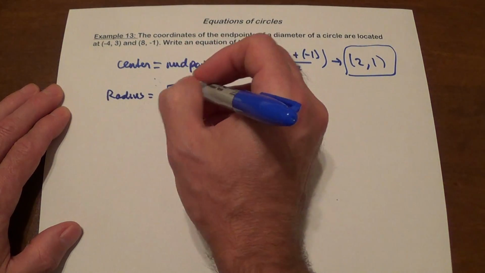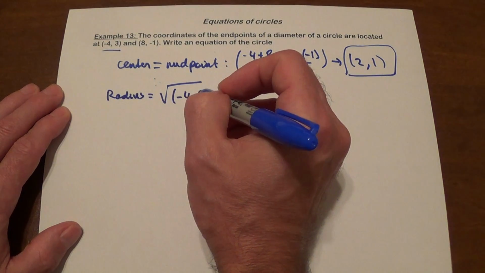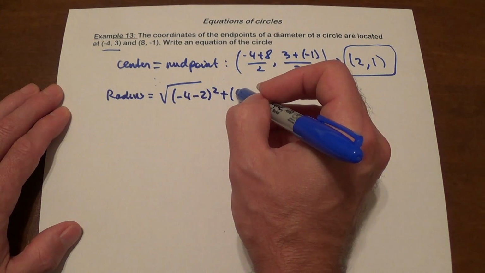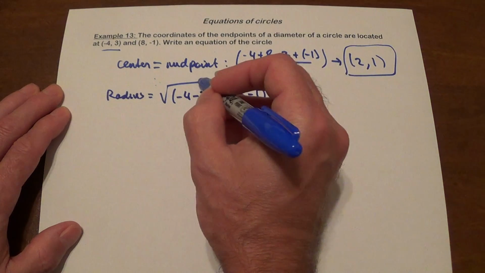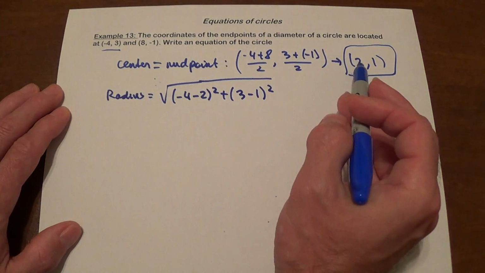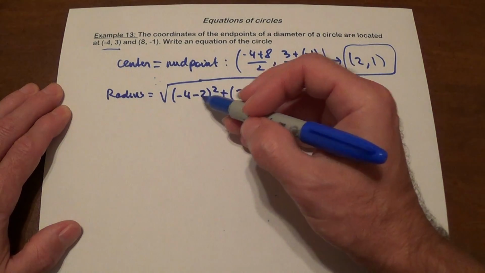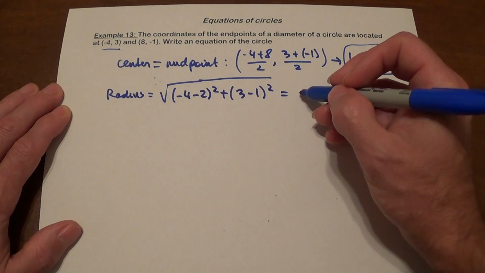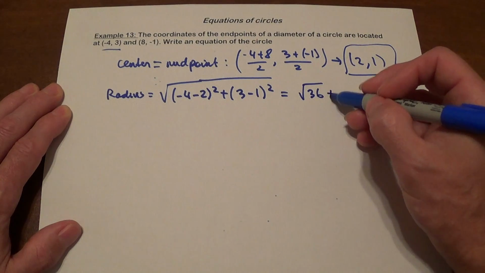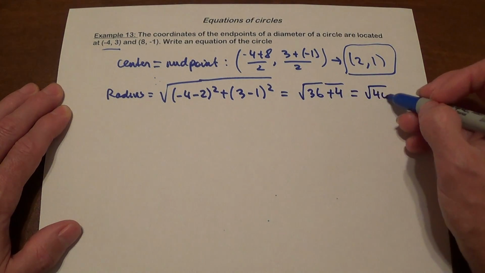we're going to need to do the square root, and let's use this point. So it's going to be negative 4 minus 2 squared plus 3 minus 1 squared, right? x minus x, y minus y. So negative 4 minus 2 and 3 minus 1. Negative 4 minus 2 is negative 6. Negative 6 squared is 36. 3 minus 1 is 2. 2 squared is 4. So 36 plus 4 is 40, so we have square root of 40.